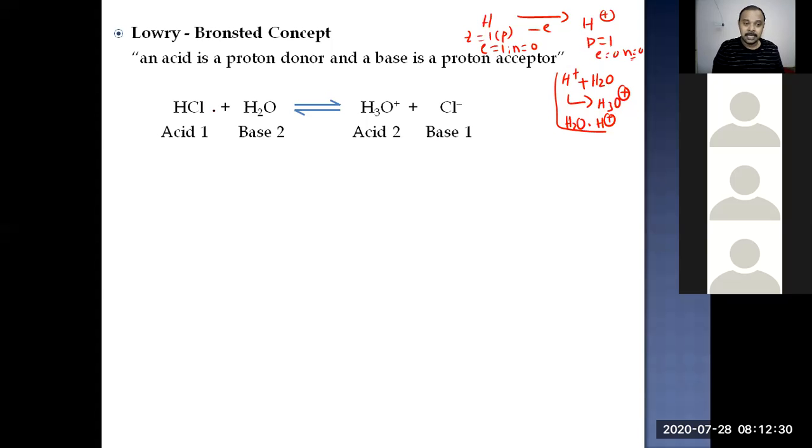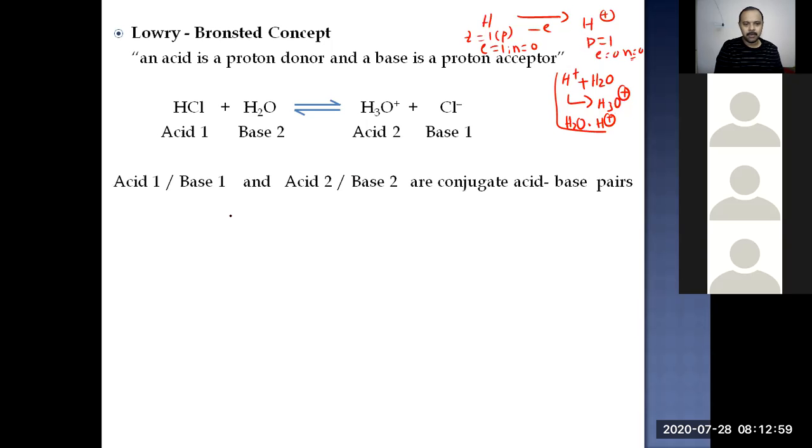Thus, in this reaction, there are two pairs of acids and bases. The first, HCl, which is an acid, after donating has become Cl minus, which is behaving as a base now. Water, which is the base, which is ready to accept a proton, after accepting it has become an acid. So acid 1, base 1 is the first pair of acid and base. Base 2, acid 2 will be the second pair. Now, what is the important thing? Acid 1, base 1 and acid 2, base 2 are conjugate acid base pairs. They are called conjugate acid base pairs.